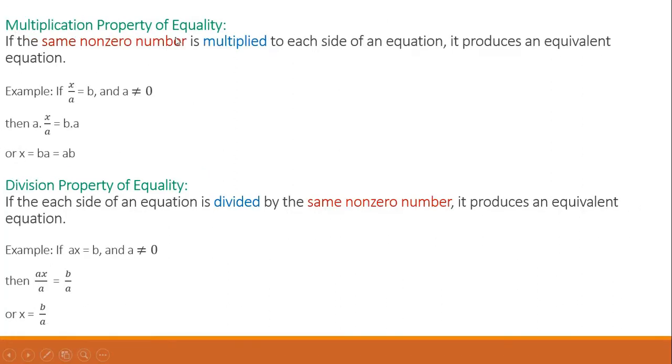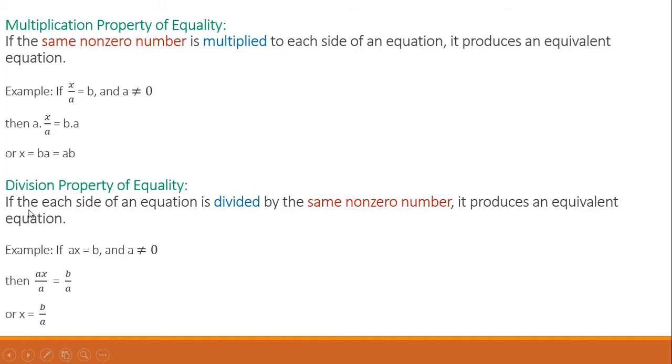Multiplication property of equality. If the same non-zero number is multiplied to each side of an equation, it produces an equivalent equation. Example, if x divided by a equals b and a not equal to 0, then we can multiply a to both sides of the equation. So a times x by a equals b times a. So here a and a cancel out, so we can write x equals ba, and ba equals ab according to the commutative property.